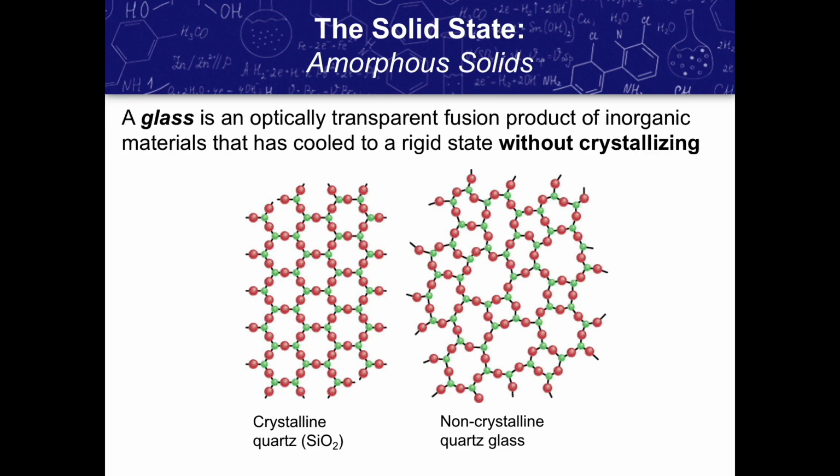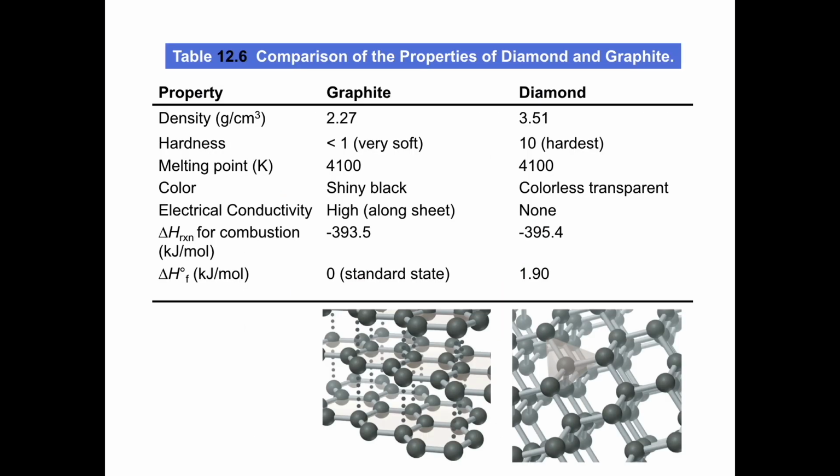A glass is an optically transparent fusion product of inorganic materials that has cooled to a rigid state without crystallizing. And that's what we call amorphous solids. Here is an illustration which compares the properties of diamond and graphite.